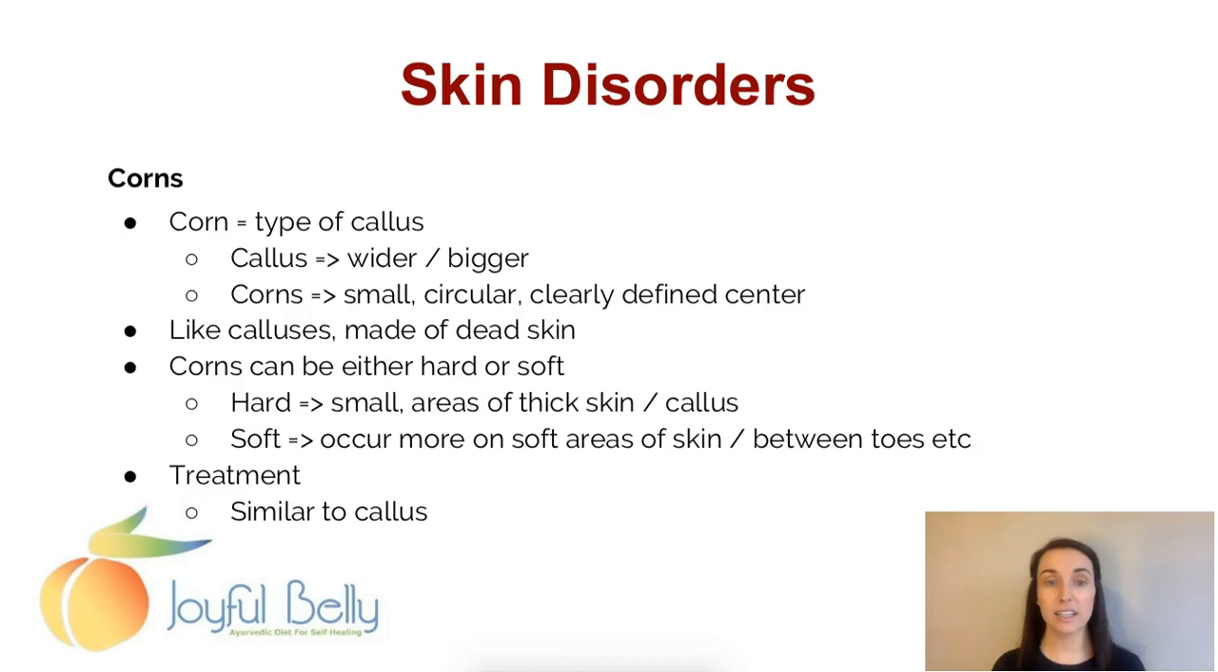So a hard corn is when there's a small area of thick skin similar to a callus. A soft one tends to occur more on soft areas of skin between the toes. So for example, a hard corn might happen on the ball of your foot, somewhere where there's very thick skin and the area is under a lot of pressure. And as mentioned here, the soft corn would likely occur between the toes. And the treatment for a corn is similar to a callus.